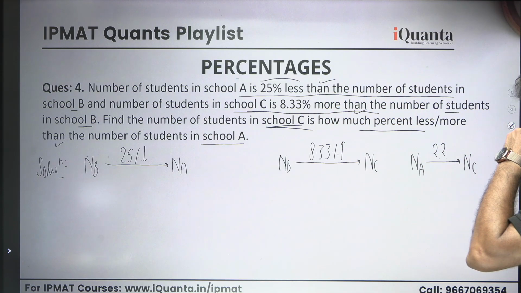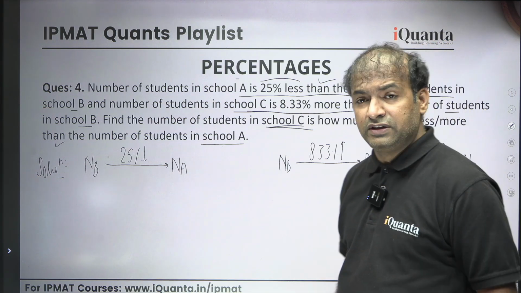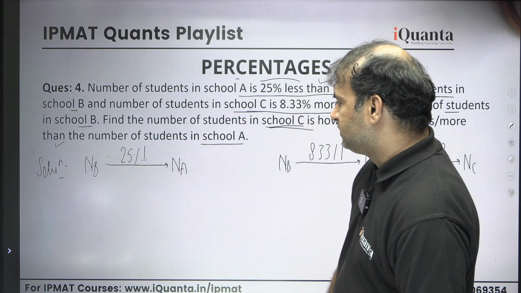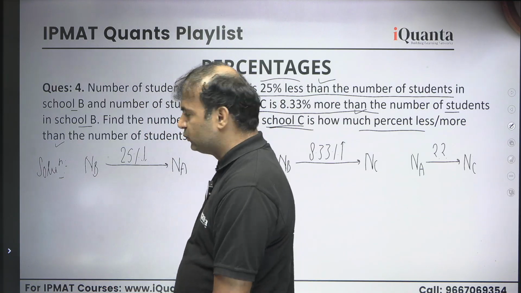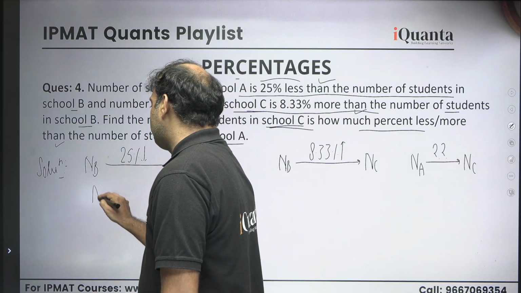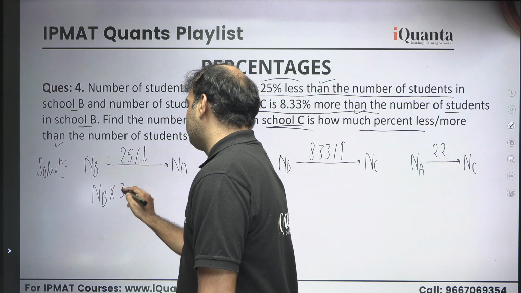All right, no number is given, right? So we should solve this question with an assumption, right? How do we do the assumption? Guys, let's do one thing. Let's first write the multiplication factor as well. 25% is 1 by 4. There's a decrease, so 1 minus 1 by 4 has to be 3 by 4, right?